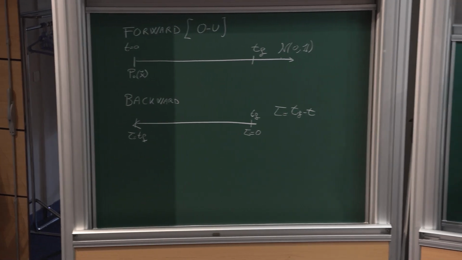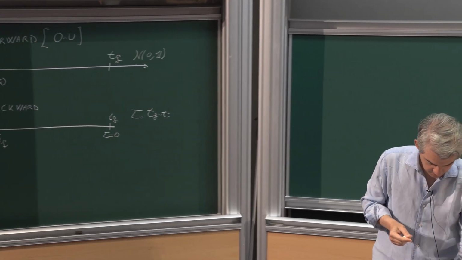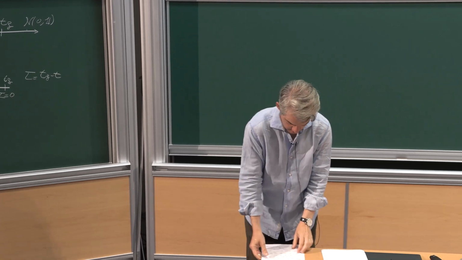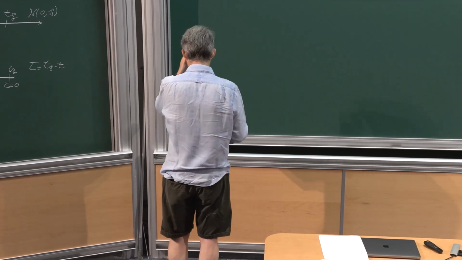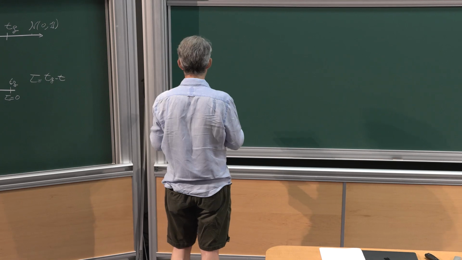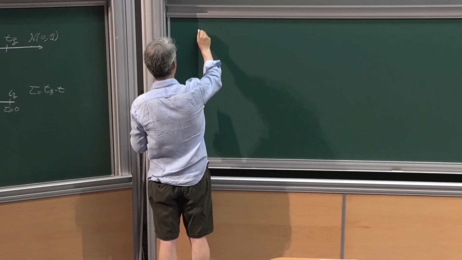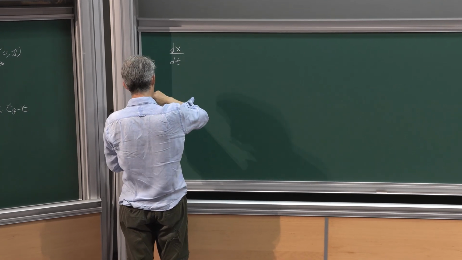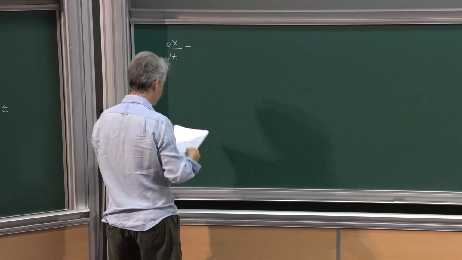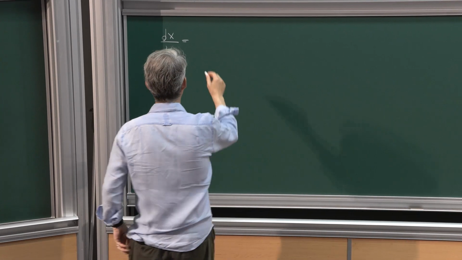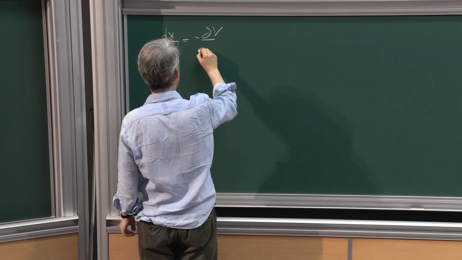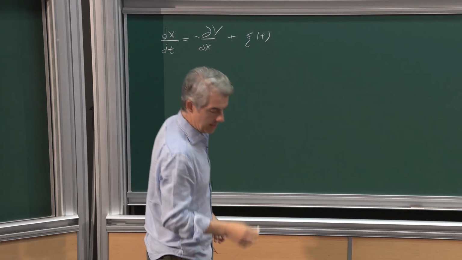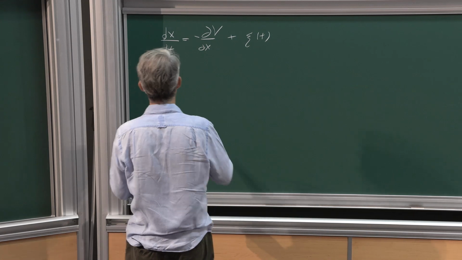OK, so now let me give you another result, which is, I think, standard, even though maybe it's not so widely known. Let's say that you have a Langevin equation, dx/dt. Now I will not put the index, just to be a little bit simpler. So minus dV/dx plus psi of t. And so this will be our forward process.